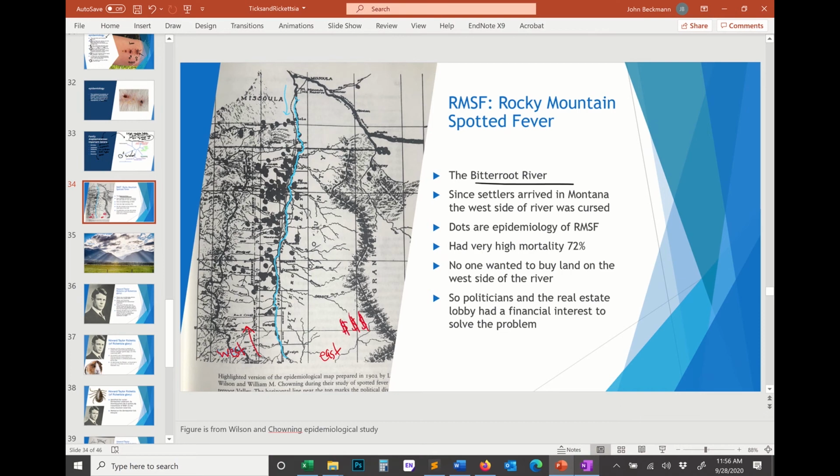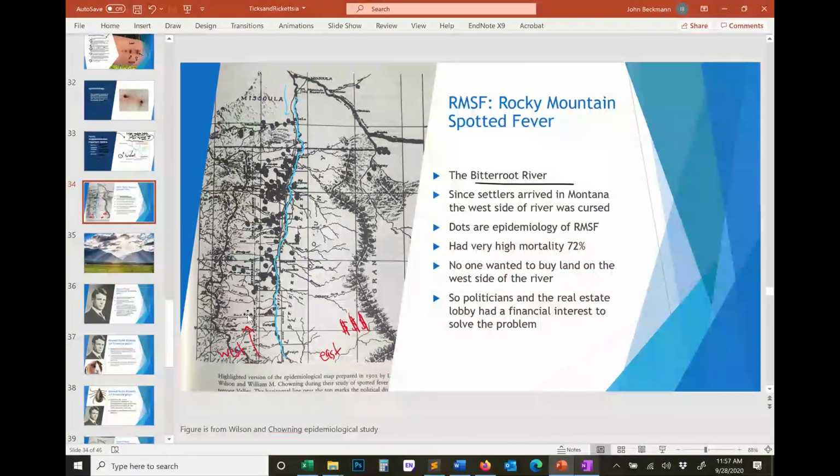So land prices on the east side of the river were really high because everybody wanted to live where you were not at risk of dying from this random disease. And on the other side, nobody wanted to live there because people were literally dying from it. So nobody wanted to buy property on the western side of the Bitterroot River because you're at risk of this disease. So this was a problem for when the state of Montana first formed, right?